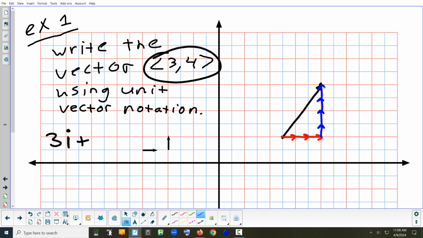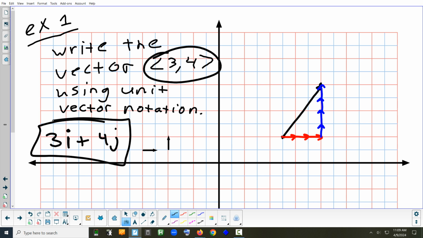And what do you think you would call that vector? 4j. So if you put 3 i's with 4 j's, that's how you build the vector 3, 4. And that's called unit vector notation. So it's basically the same as the notation we just had, except you get rid of the comma and the angle brackets, and you put an i and a j after the 3 and the 4. So 3 i's plus 4 j's.